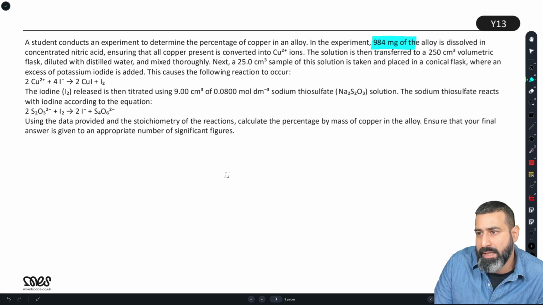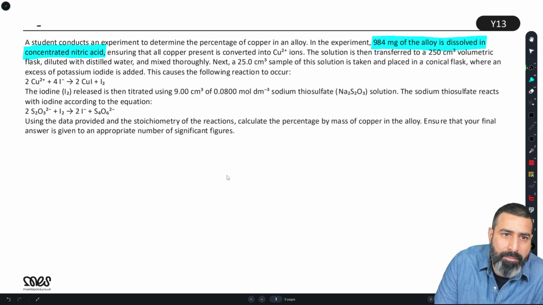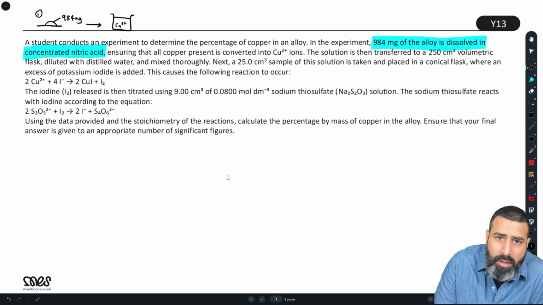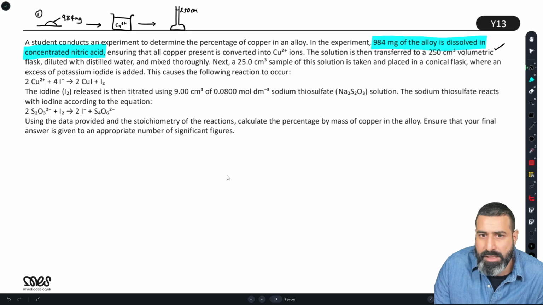So we've got this mass of the alloy. It's dissolved in conc nitric. And what we generate is copper 2 plus. Okay, so imagine this is my solid. So I've got 984 mgs. And what I'm going to do is dissolve it in nitric acid to liberate copper 2 plus. Okay, and then what we're going to do is make it up to 250 centimeters cubed in a volumetric flask. Okay, so we've done that section as well.